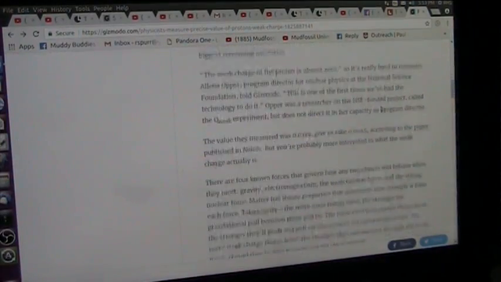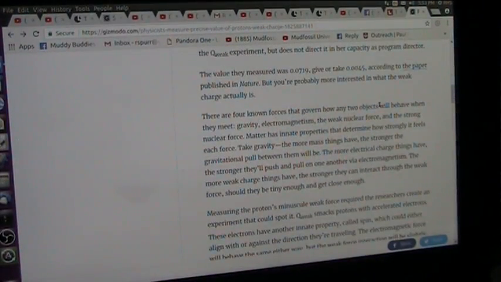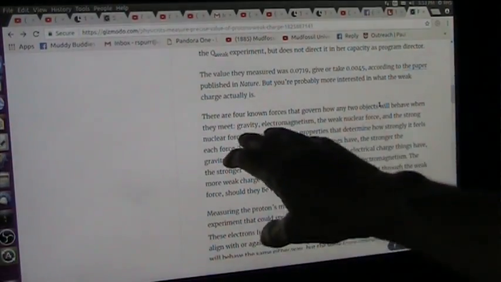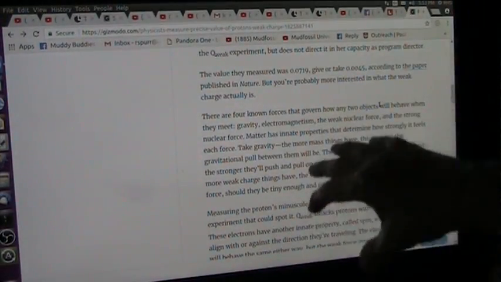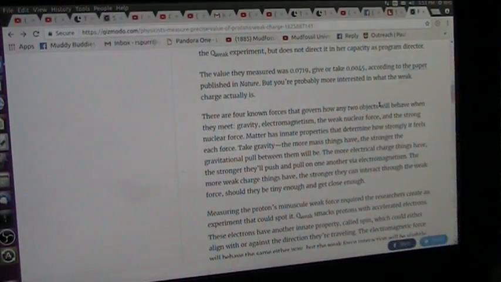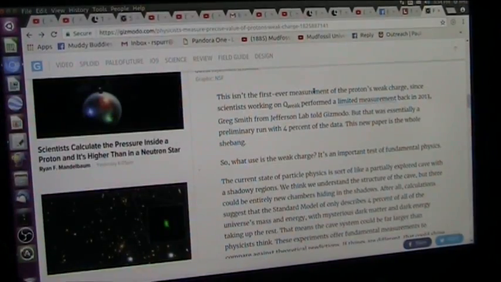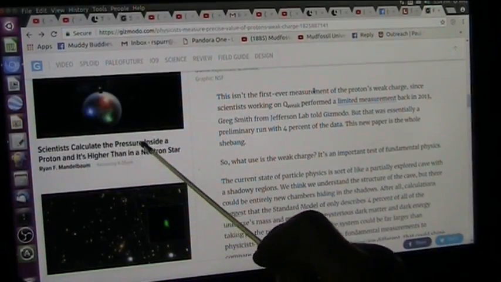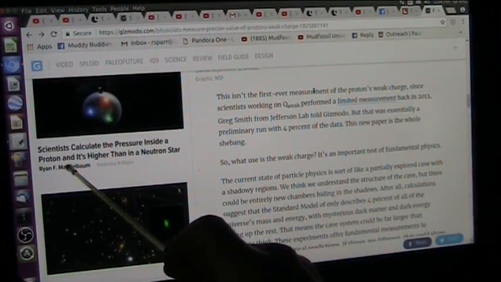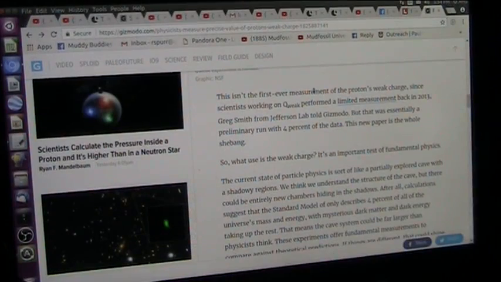They talk about how they are trying to mingle the forces: gravity and electromagnetism, weak nuclear force, strong nuclear force. All right. I'm going to explain what these things are after they explain what these things are. You see over here it says scientists calculate the pressure inside a proton, and it's higher than a neutron star. Now, I also have a theory of protons, and it excludes neutrons.